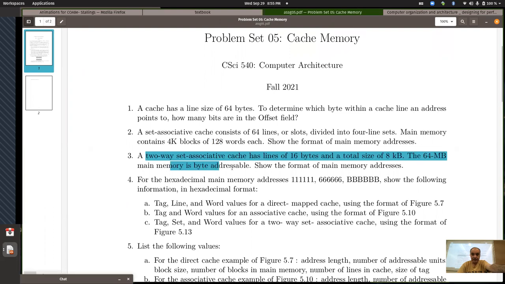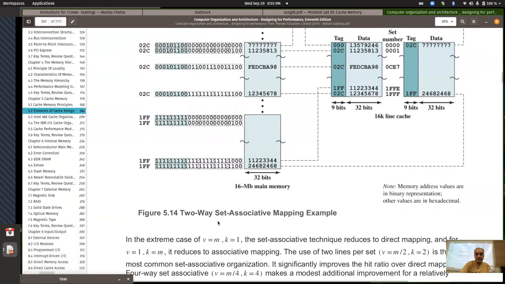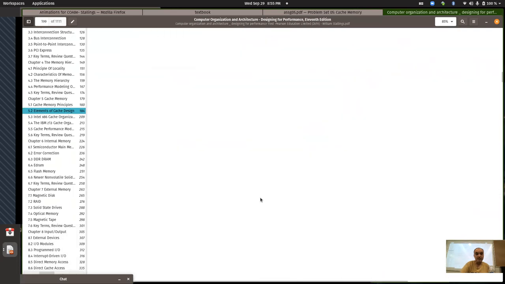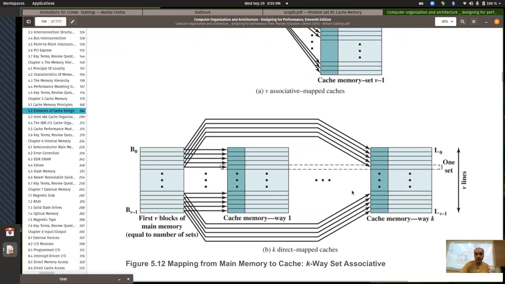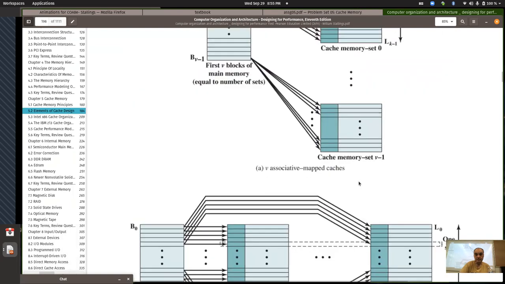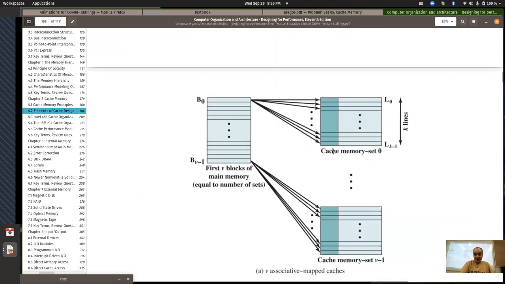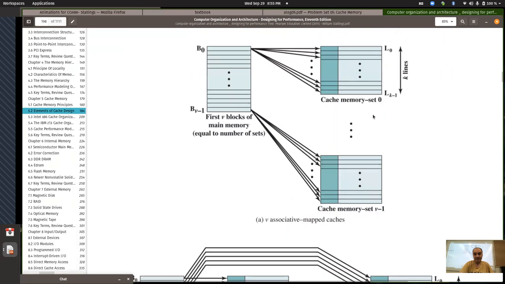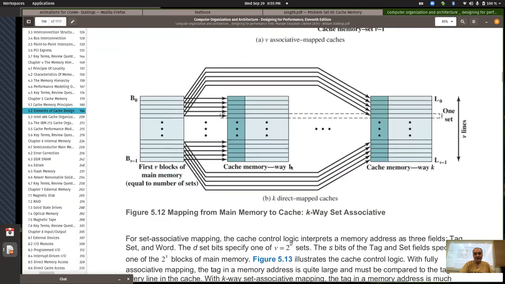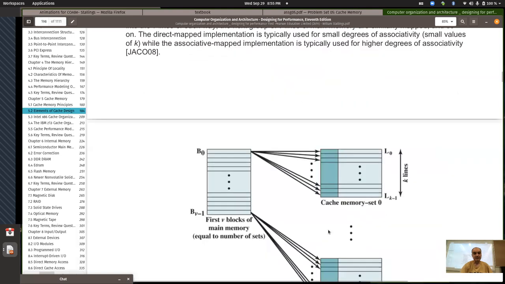So I believe I was trying to make a determination for three. So I believe then that when we talk about the two-way set associative, we'll refer to kind of the second scheme here in figure 5.12. The giveaway is that our textbook uses kind of sets when it's talking about the associative mapped, but then it kind of calls these ways when it uses kind of this direct map or K way.